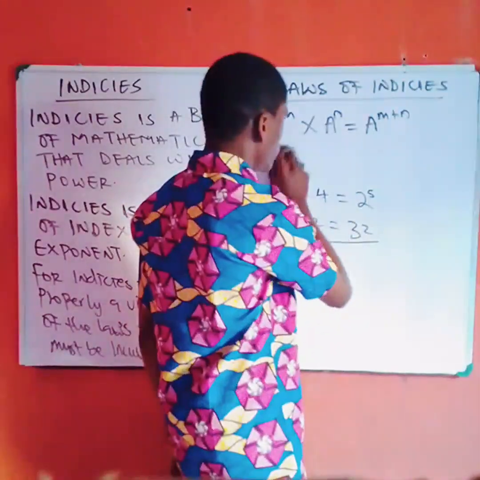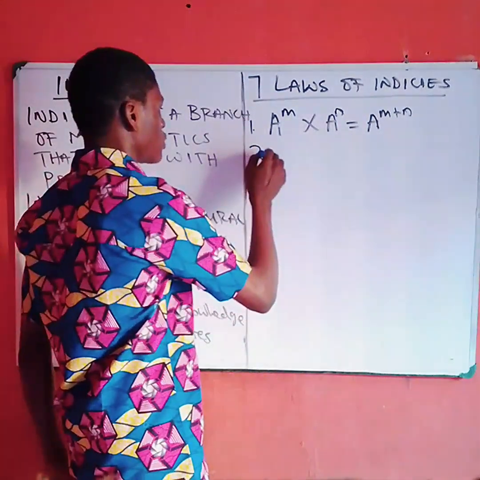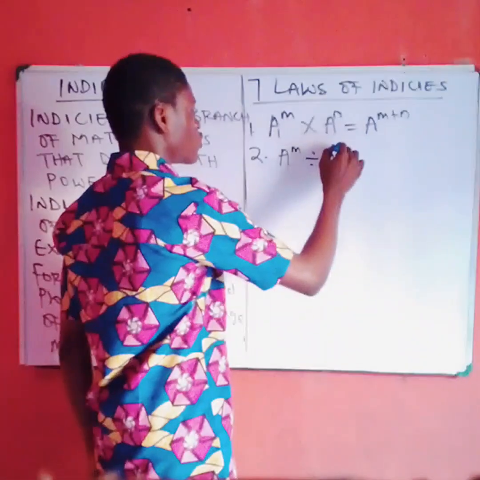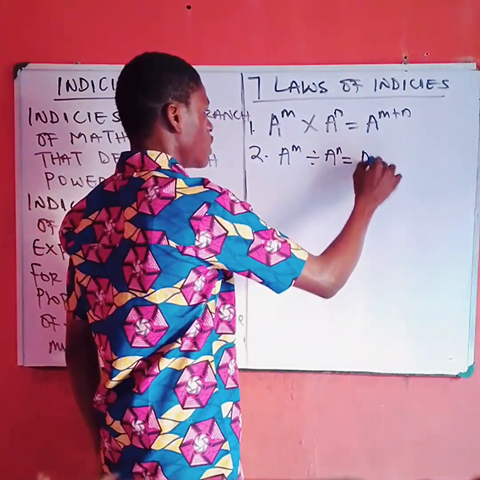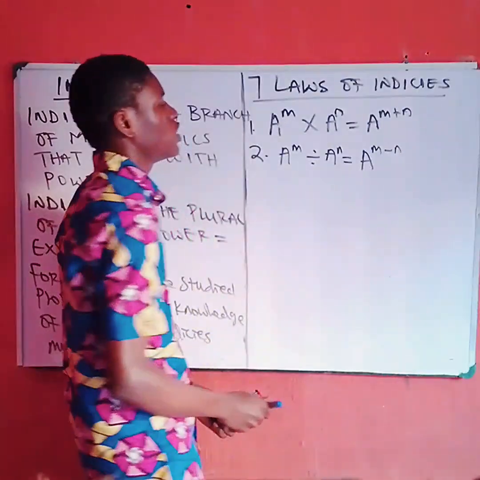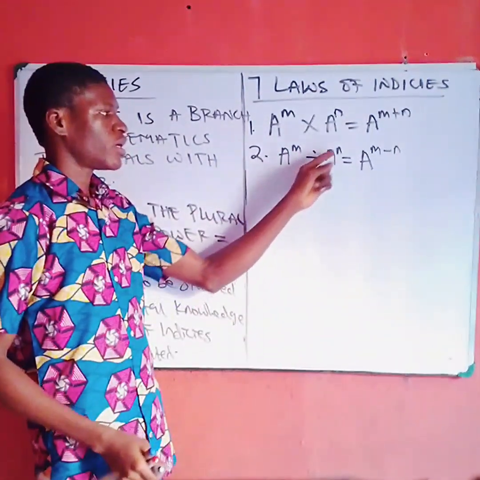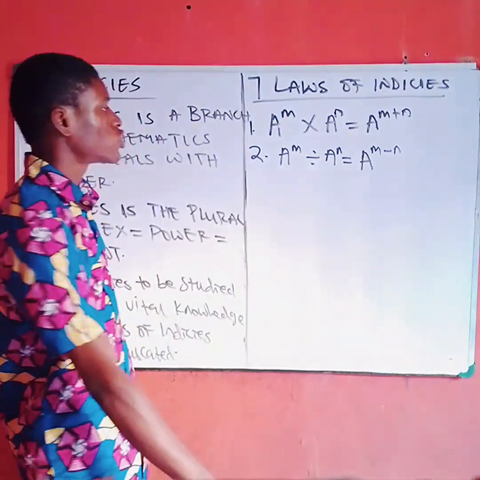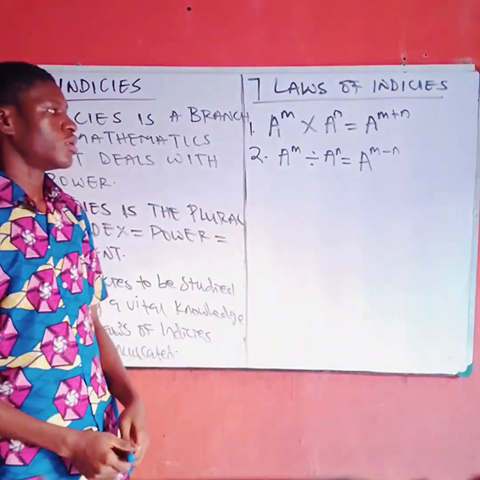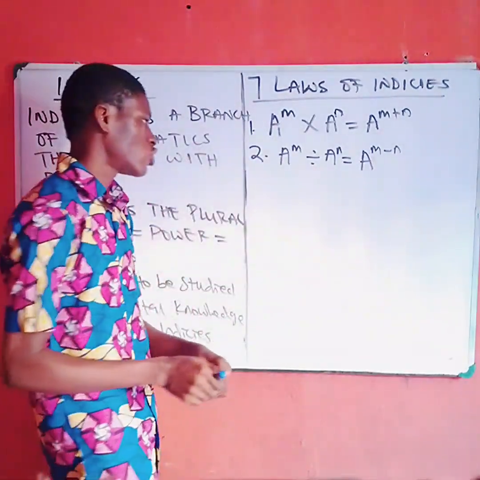Now the second law of indices states that a raised to the power of m divided by a raised to the power of n is equal to a raised to the power of m minus n. That's the second law of indices. So if I want to prove that also, let me just take that same number.